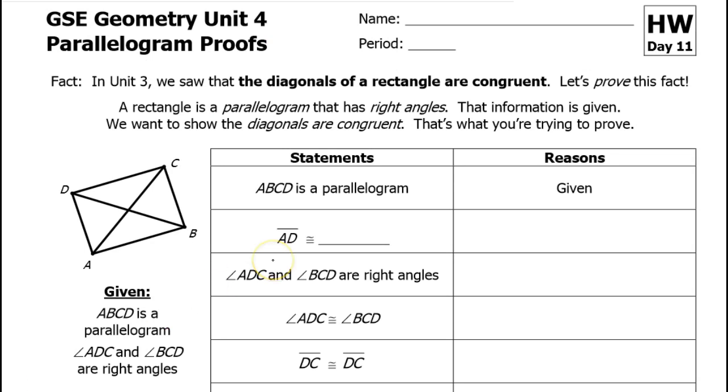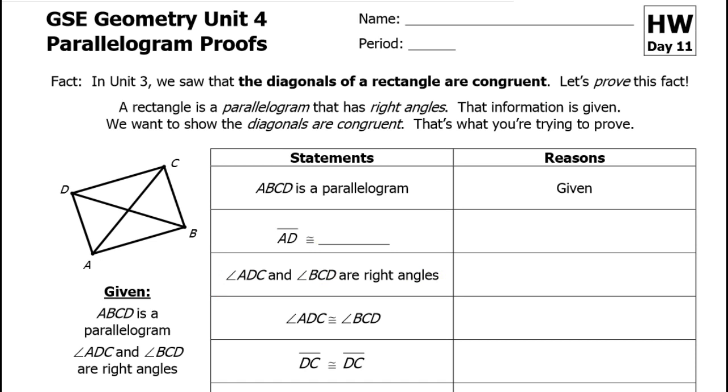Now let's see how these things play out in a proof. Fact: in Unit 3 we saw that the diagonals of a rectangle are congruent. Let's prove this fact. So we're setting out to prove that the diagonals of a rectangle are congruent. A rectangle is a parallelogram that has four right angles. That information is given. We want to show that the diagonals are congruent, so that's what we're trying to prove.